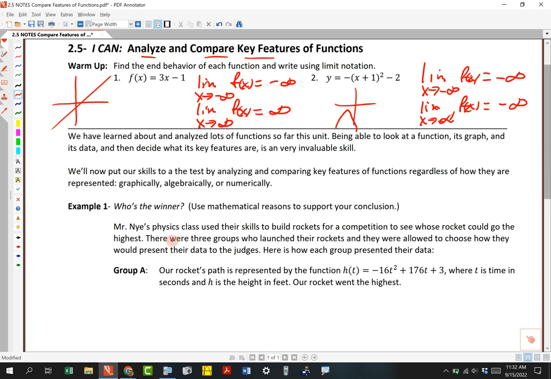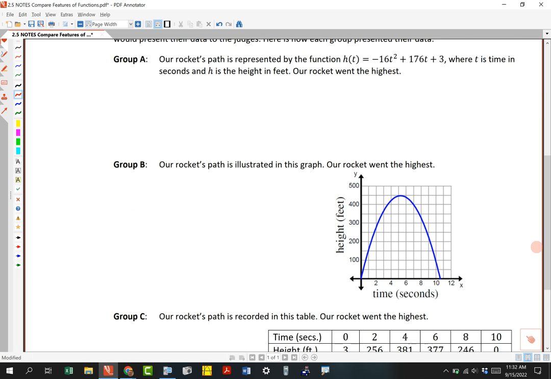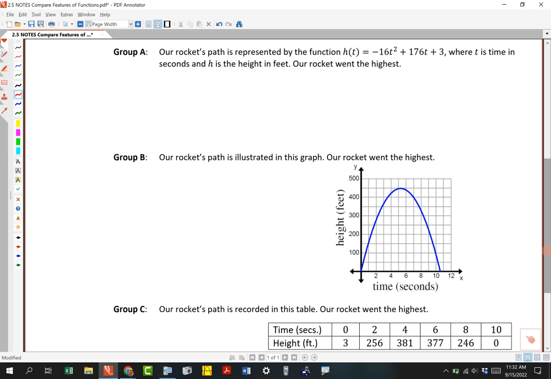So here's the deal. Mr. Nye's physics class used their skills to build rockets for a competition to see whose rocket could go the highest. There were 3 groups who launched rockets, and they were allowed to choose how they would present their data to the judges. Here's how each group presented their data. So you're going to be the judge of this. So we're going to look at these 3 groups. This is how they presented their information. And we're going to take that and we're going to figure out who won.